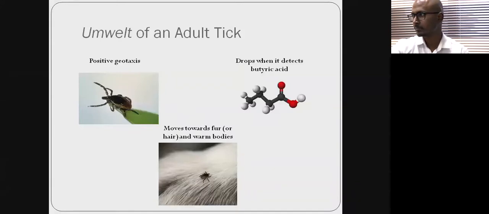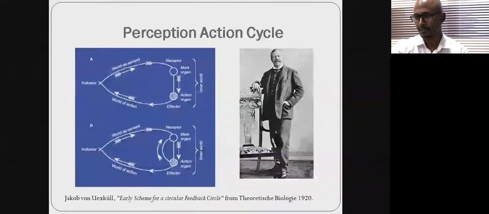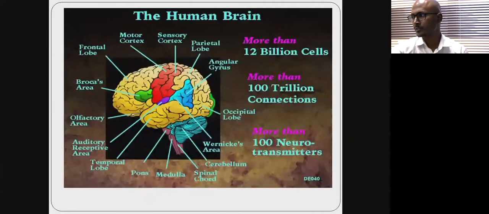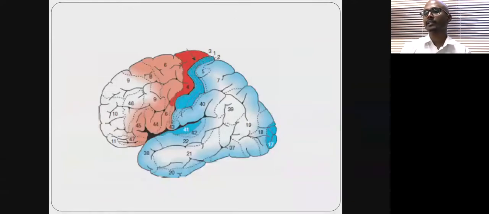It's a perception part and an action part. And this is what Uexküll actually explained. And now if you complicate it with billions of years of evolution, you will end up with this complicated human brain, which even though it looks so complicated here, from a conceptual point of view can be easily divided into the front of the brain and the back of the brain.